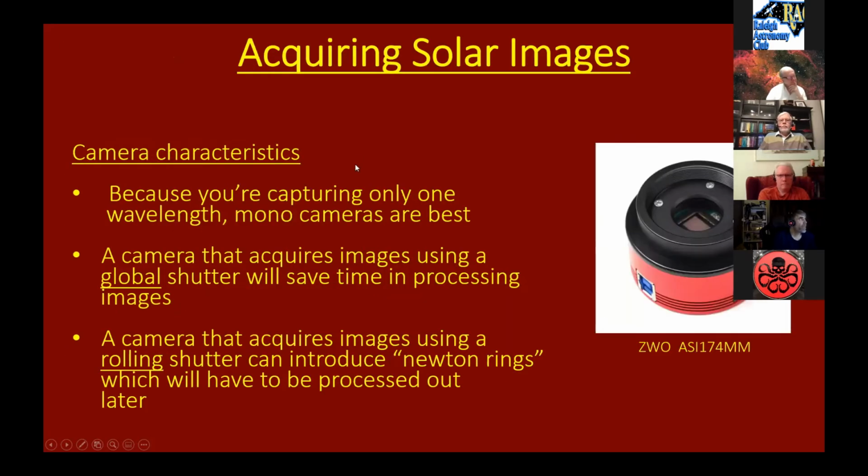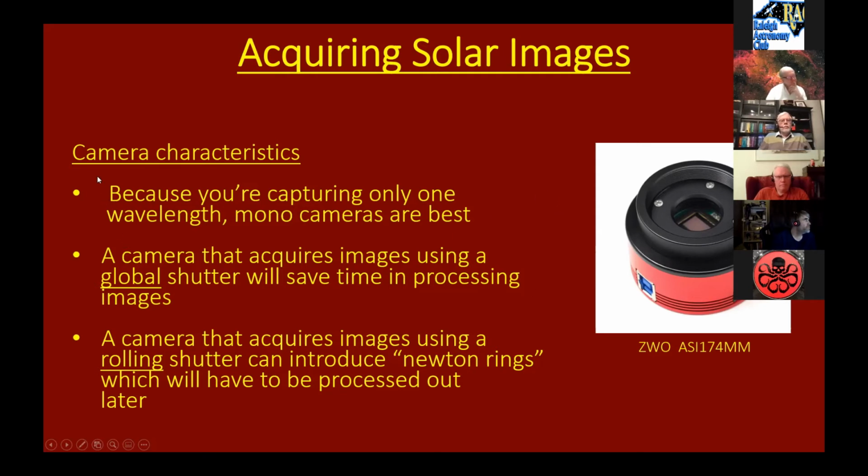Now we'll move on to actually taking pictures, because we're all about imaging here. This is the one that I was just referring to earlier that Steve and I have. It's called the ZWO ASI 174mm, and that's probably one of the most popular cameras to use for solar, and I'll explain why over here.